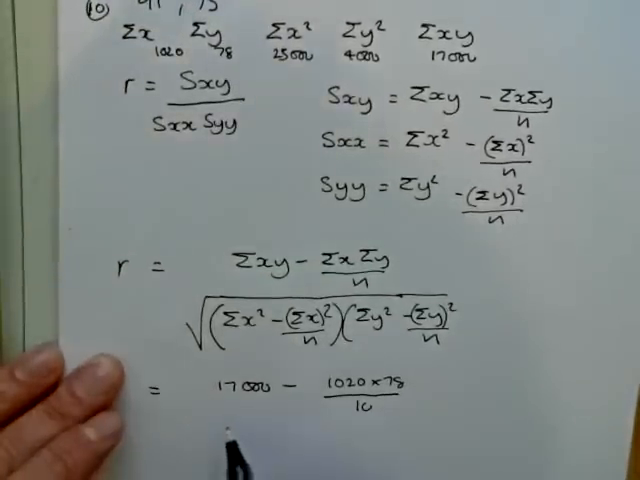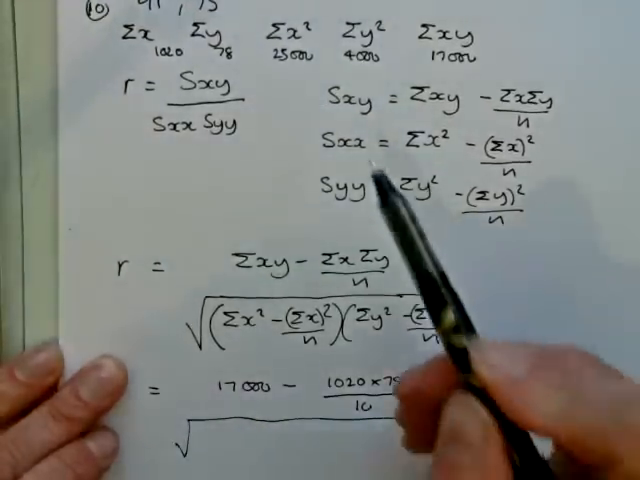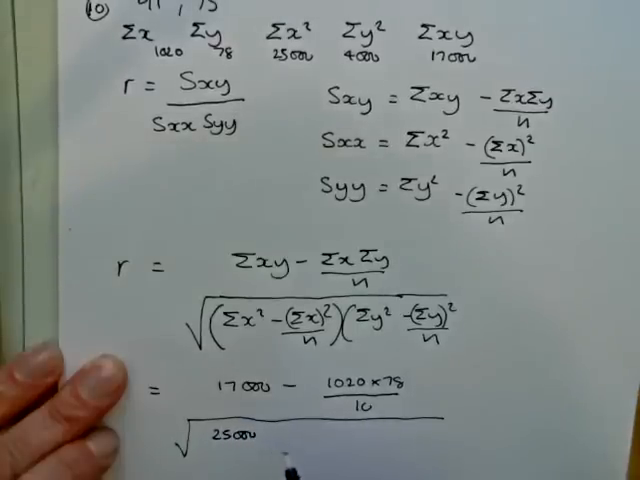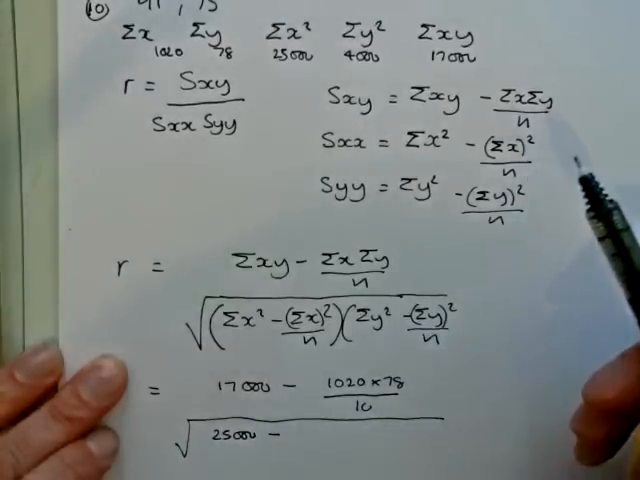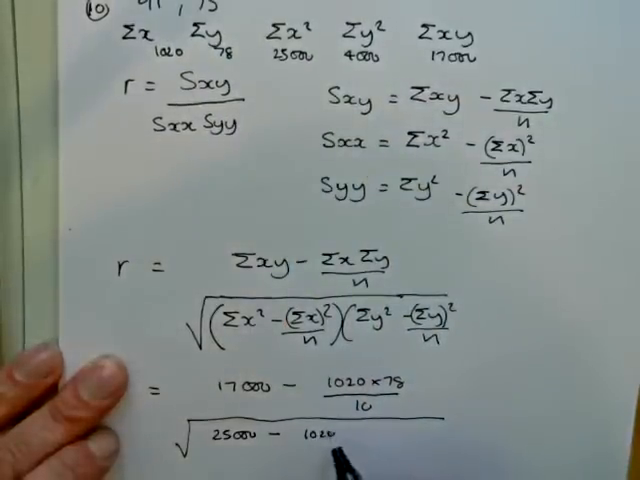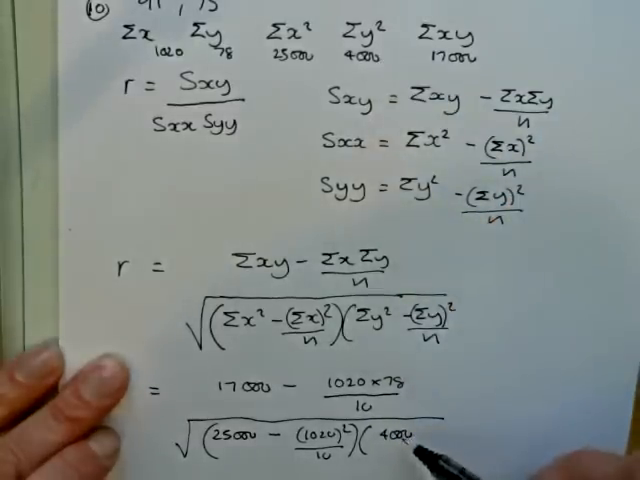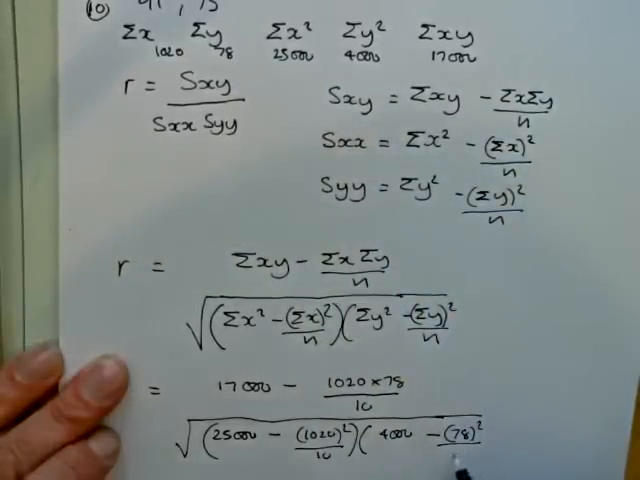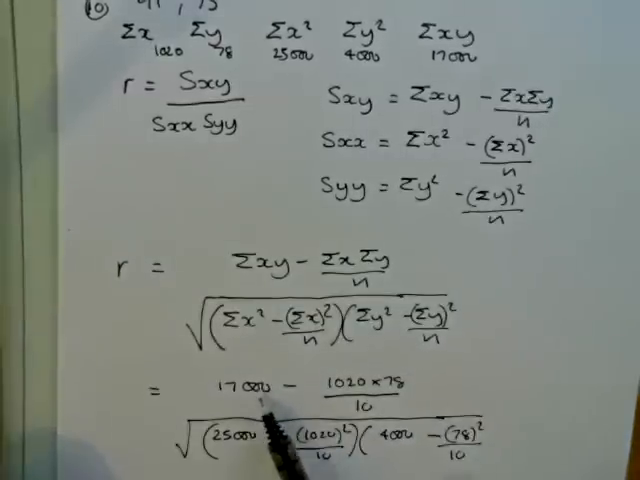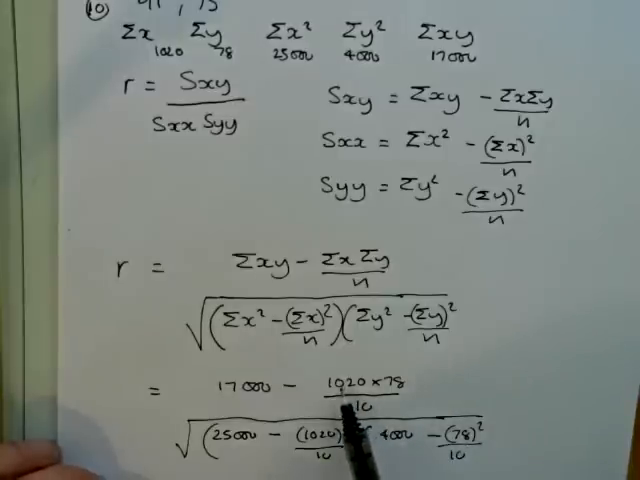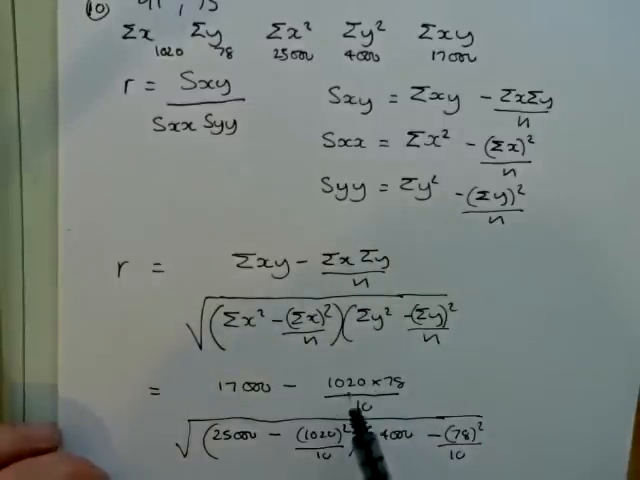Then, going back, over the square root of, we now have the sum of x squared, 25,000, minus the sum of x all squared, 1020 squared over 10. You work that out in brackets. Then you go to the sum of y squared, which is 4,000, minus the sum of y, 78, all squared over 10. You'll see that the numbers there are all different. You get your 1020 there, and 78 there, and it repeats itself there. So in fact, something I said earlier wasn't quite true: 1020 is going to appear twice, and so is your 78. So look out for that.